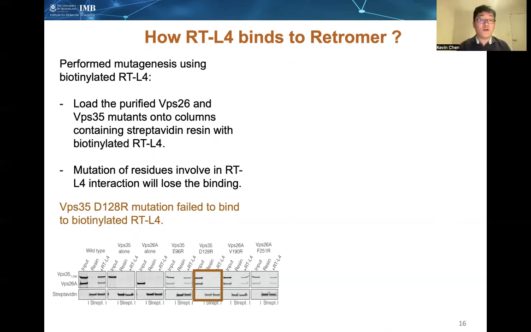And this is exactly what we've shown. As you can see, compared to VPS35 and 29 alone, that cannot be captured by the RTO4 resin. And some of the mutants have no effect, but one of the mutants, D128, when we substitute it to arginine, we also lose the binding completely. So that's what we have in the first bit.